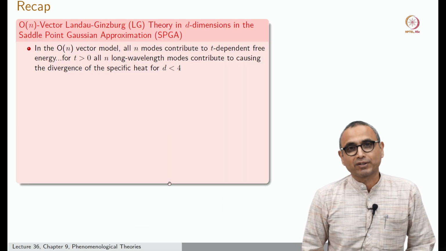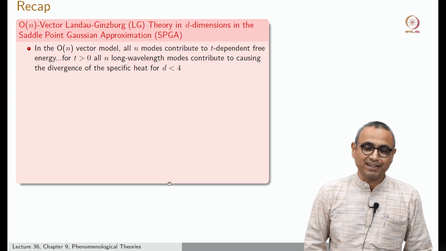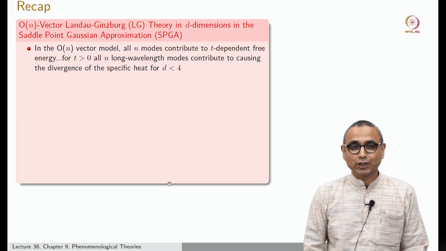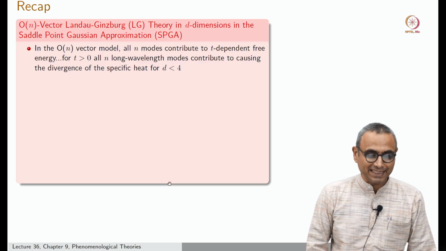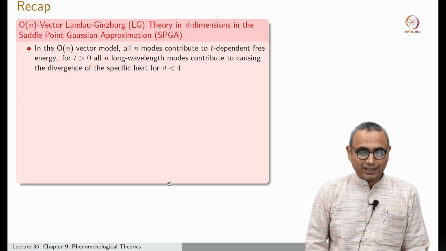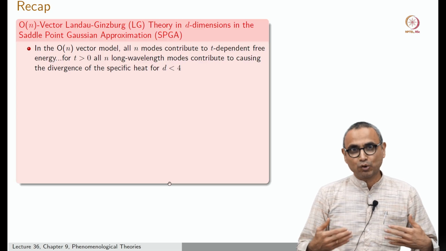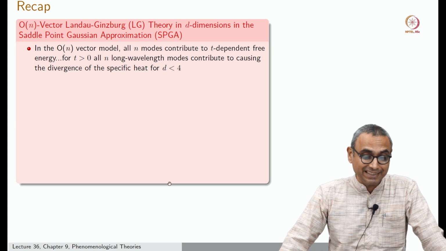We have explored Ginzburg-Landau theory within the saddle point approximation to see whether we can extract critical exponents that match experiments. Unfortunately, that did not work out, yet we found the following very interesting results. So, in the O(n) vector model of Ginzburg-Landau theory, we noticed that long wavelength modes contribute to a divergence of specific heat when d is less than 4.